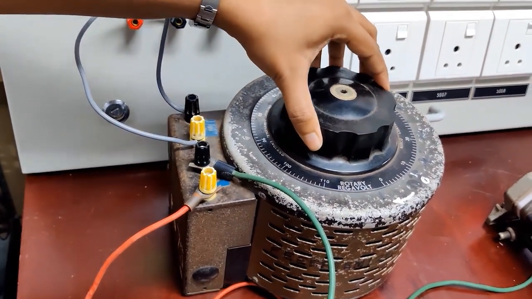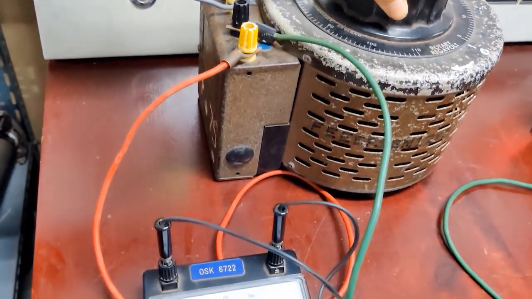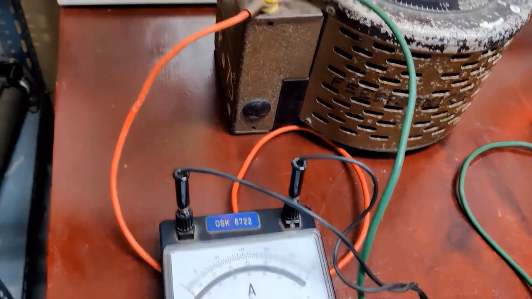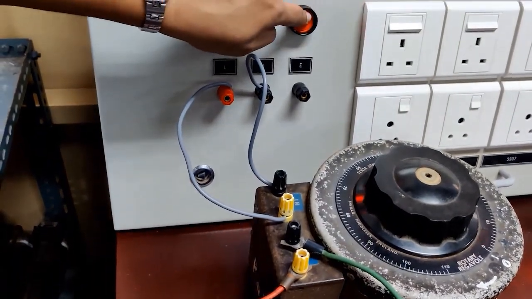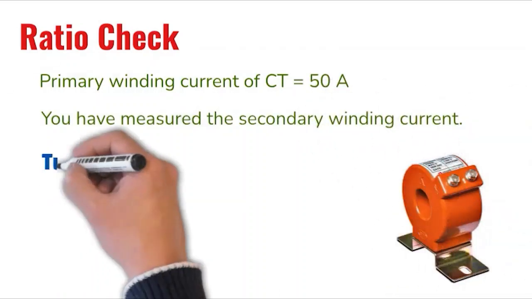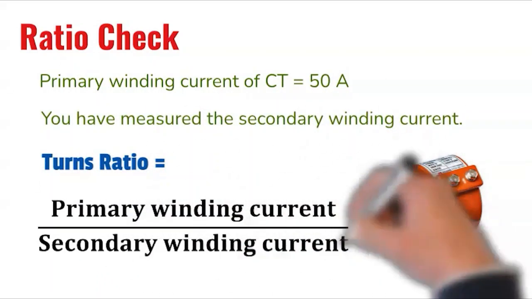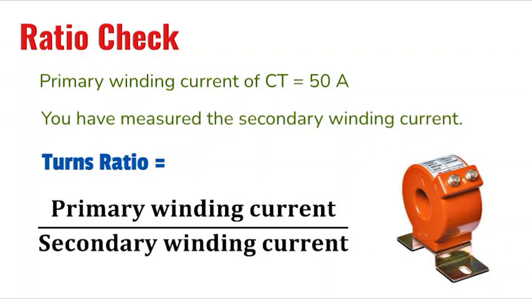Then rotate the variac knob to 0 and turn off the circuit. Then you have to calculate the turns ratio. The primary winding current is 50 amperes and you know the secondary winding current as well. Therefore, the turns ratio will be the primary winding current over the secondary winding current. So you can calculate the turns ratio and write it down in your observation sheet.